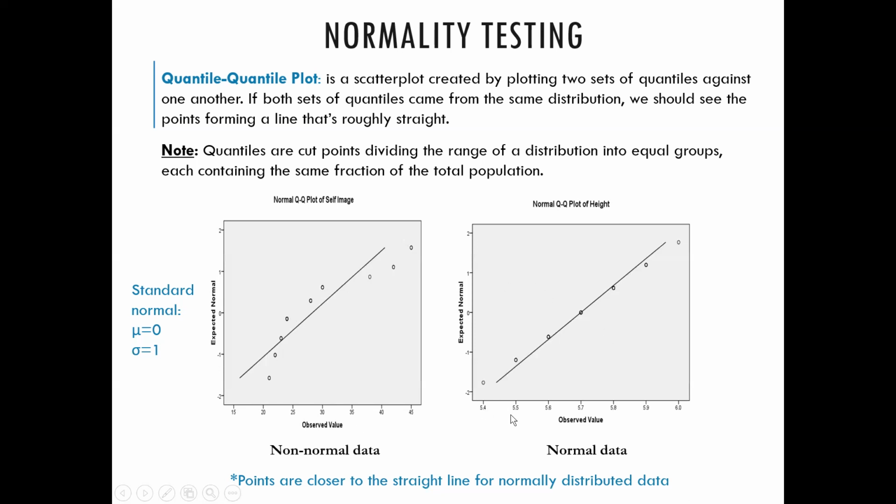On the other hand, on the right-hand side, when we plot our observed data against this expected normal, you can see that the points actually fall pretty closely to that line. And so then we conclude that our data was drawn from a normally distributed population. Points that are closer to the straight line correspond to normally distributed data.